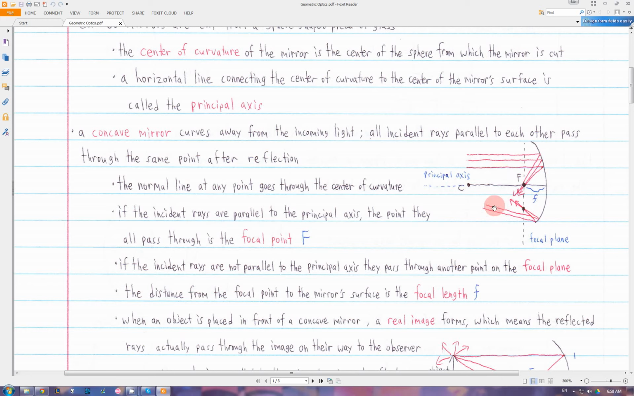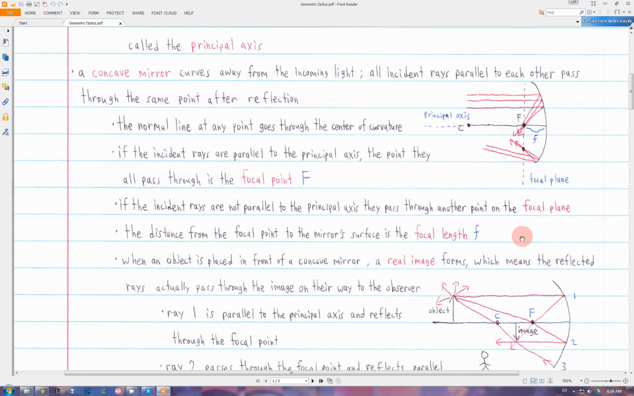And if the incoming rays are not parallel to the principal axis, but they are still parallel to each other, then they converge to a point which is above or below the focal point. Now this line here is called the focal plane. But the most important case is when the incoming rays are parallel to the principal axis, they will then converge through this focal point. And so we call the distance from the focal point to the mirror surface the focal length, which we represent by this curly f.